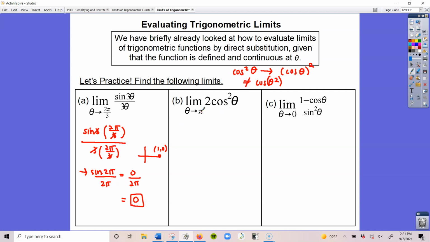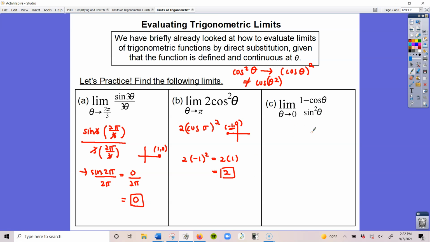So let's work this out. We're going to plug in the pi. So this would be 2 cosine of pi, and then we're going to square it. Now pi, that's over here on this end. This is the coordinate -1, 0. So the cosine is -1. So this is saying 2 times -1 squared. -1 squared is 1. So my answer is 2 times 1, which is 2.